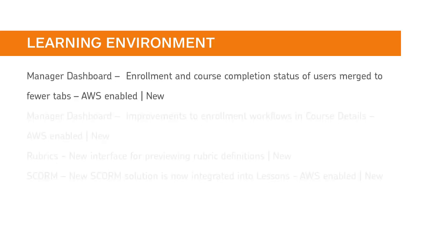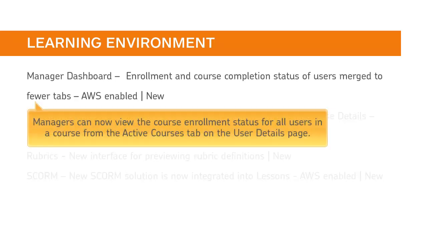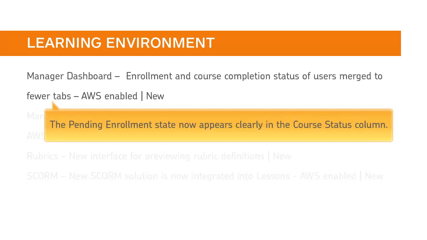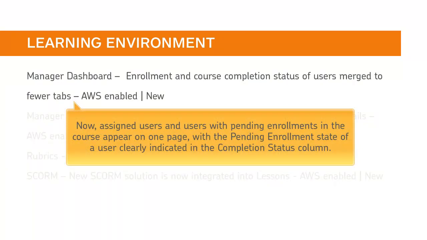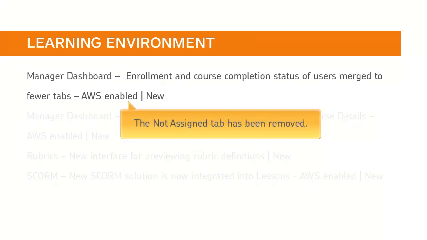Corporate administrators and managers can now easily view course enrollment and activity status for each user. Managers can now view the course enrollment status for all users in a course from the Active Courses tab on the User Details page. The pending enrollment date now appears clearly in the Course Status column. Courses the user has completed appear in the Completed Courses tab. Now, assigned users and users with pending enrollments in the course appear on one page, with the pending enrollment date of a user clearly indicated in the Completion Status column. The Not Assigned tab has been removed.